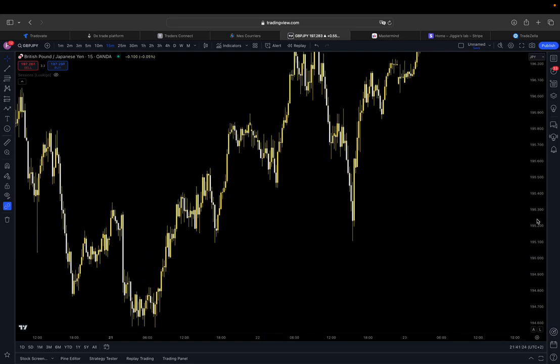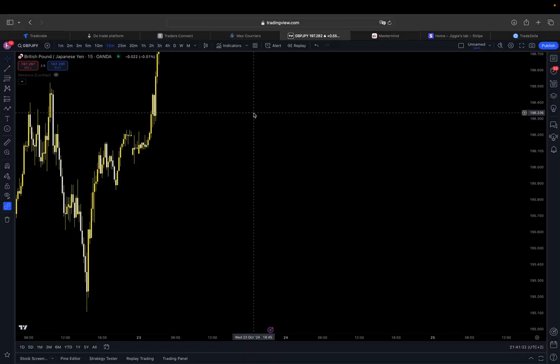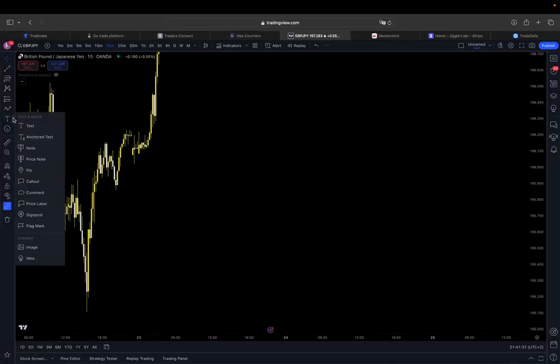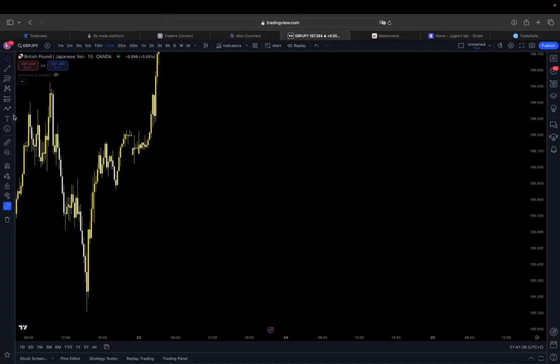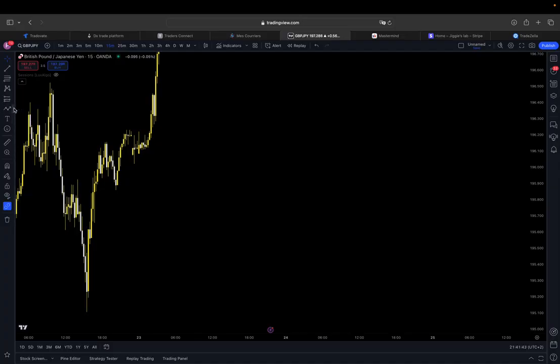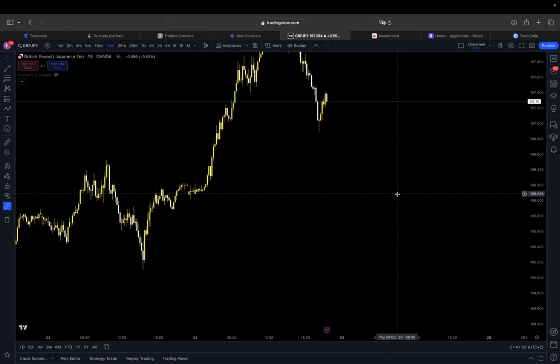Okay, CRT. Now, 15 minutes time frame. I'm not going to be teaching CRT, because you guys do not need CRT. Not that I don't use CRT, but there are much more efficient ways you can make use of TS.